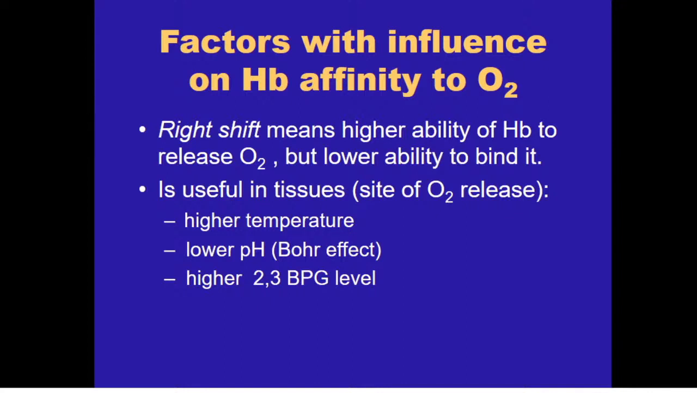Lower pH, the Bohr effect, helps to release, and a high concentration of 2,3-bisphosphoglycerate, because tissues all the time exist at a lower partial pressure of oxygen, of course, than lungs. But if it is decreased by some factors, it's understandable that it's a signal to release more oxygen to compensate the hypoxia that appears.